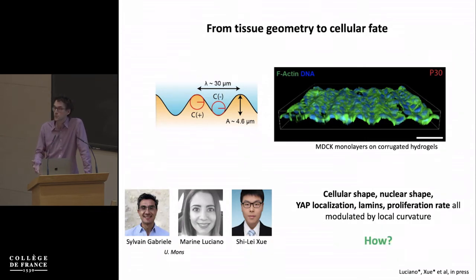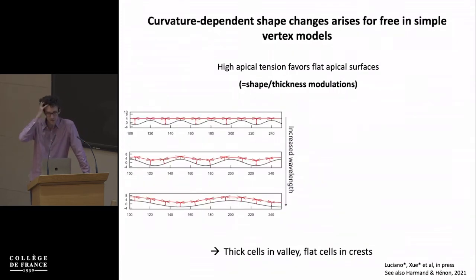And the question we really wanted to ask on the theoretical side is how? How can you actually sense this kind of information? And one of the things that surprised us is we used exactly the same model as before, so a vertex model, a model of just considering the lateral and apical surface tensions in cells.